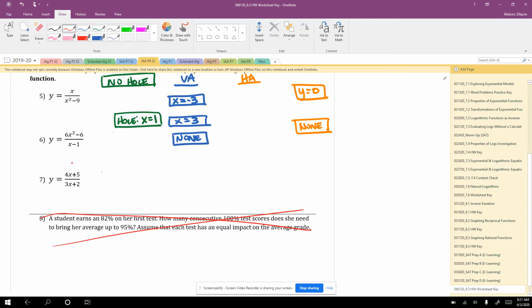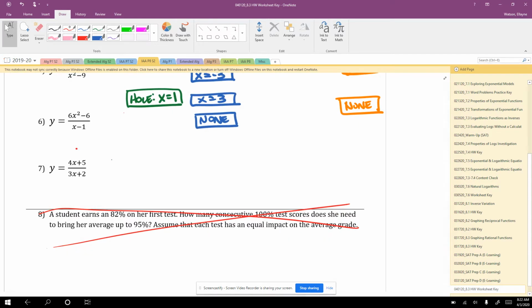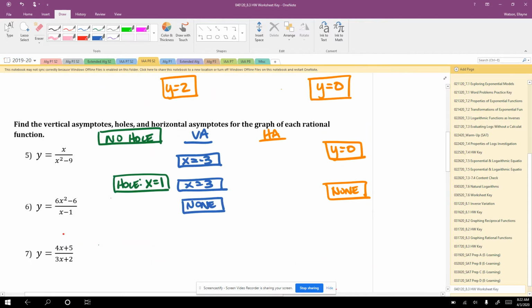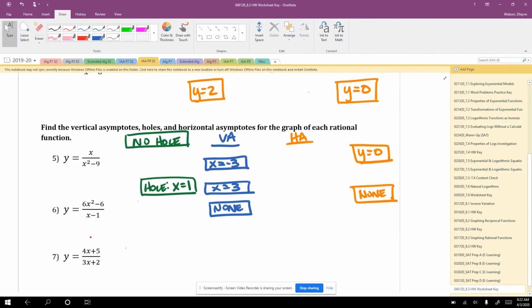Bear with me a little bit as I work through this new process and figure out what makes sense for all of us. Based on the responses, it seemed like the most support was for 7, 8, and 9. So let's look at 7. The question is to find vertical asymptotes, holes, and horizontal asymptotes for the graph of each rational function. The first step is to always factor if possible.